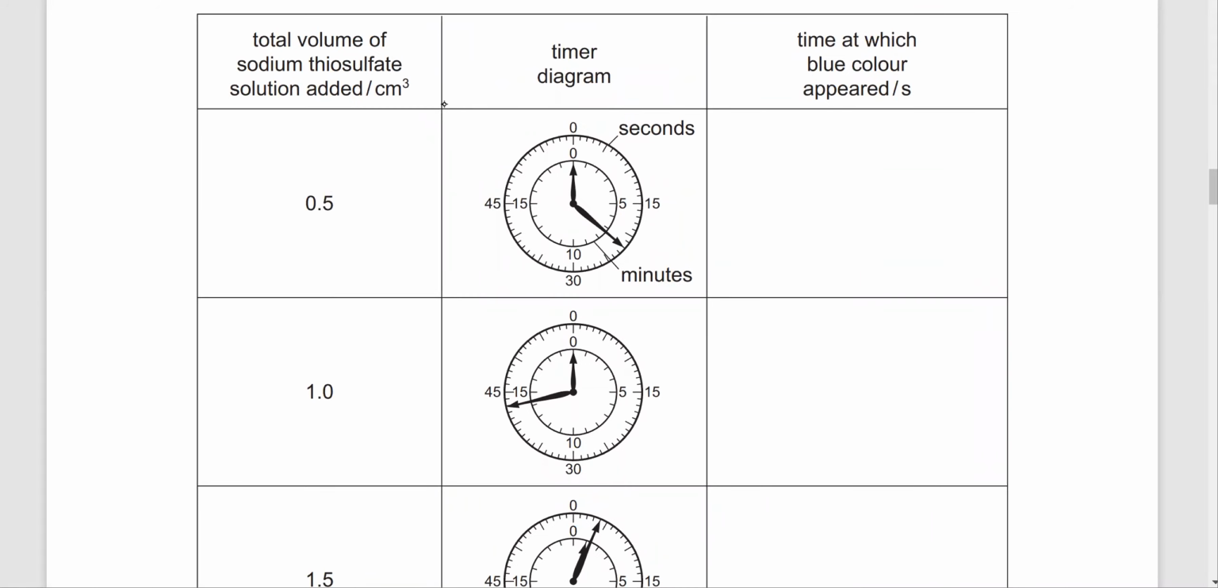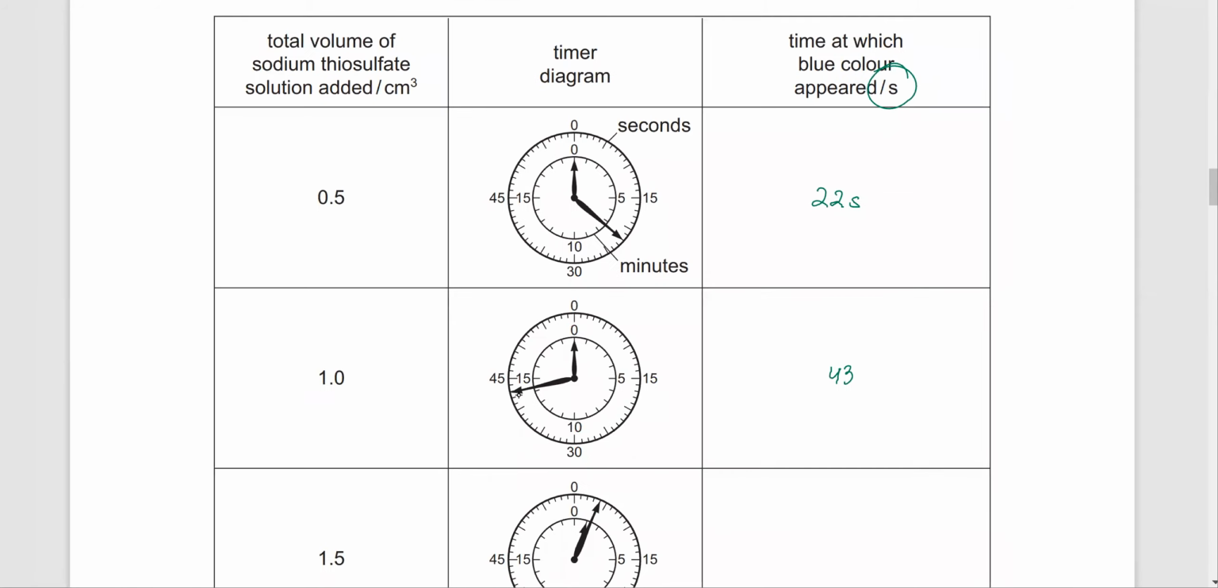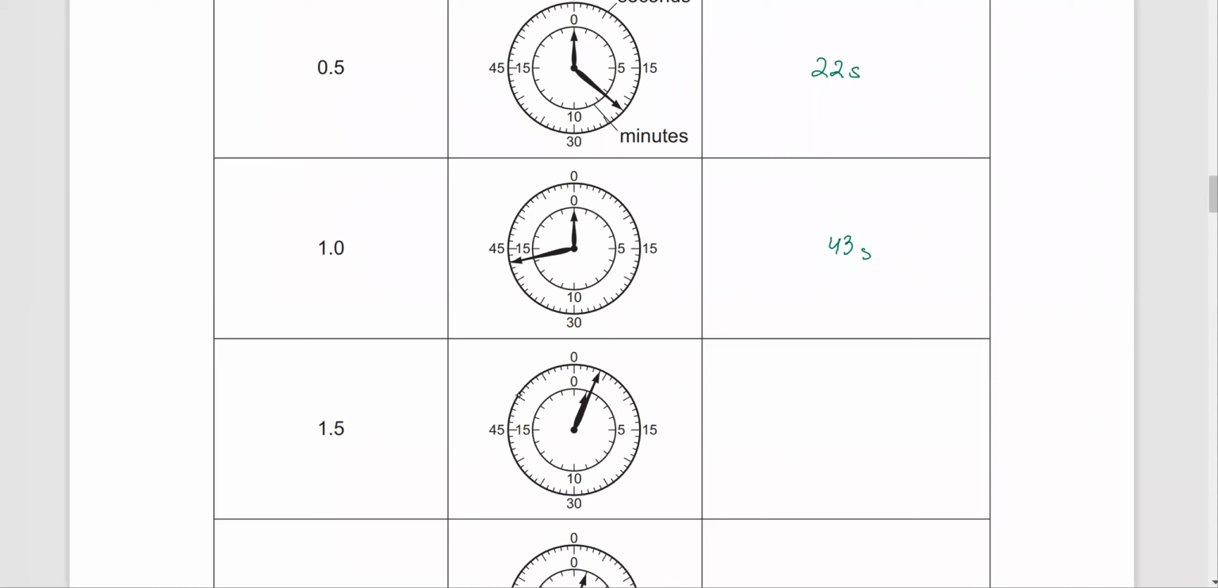And you have to be very careful. If he's written seconds in the heading, you have to give this value in seconds. So the small hand, like any watch, is your minute hand, and the big hand is your second hand. So how much is this? What value is this? I think it's 22 seconds. 22. So this one over here is 43. 43 seconds. Then the next one, what is this value?